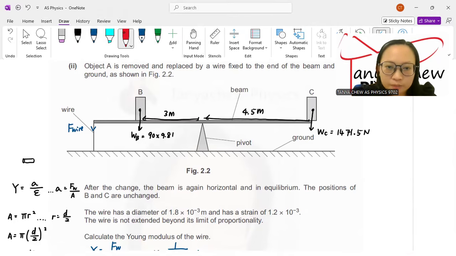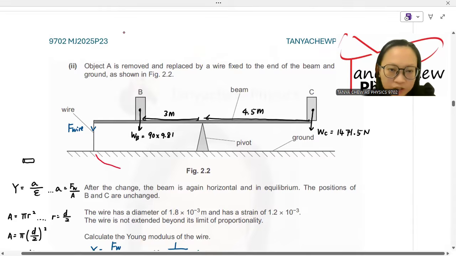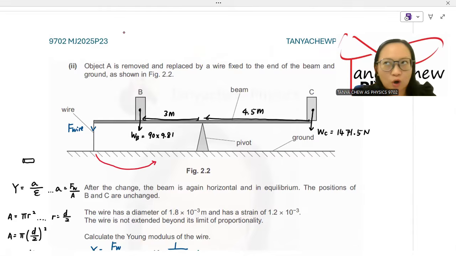So I'm going to determine whether this force of the wire is providing clockwise or anti-clockwise moment. Force of the wire is acting downwards. While going down, it will seek for the pivot, which is on its right-hand side. So it will have to turn towards the right-hand side. This is called anti-clockwise direction.